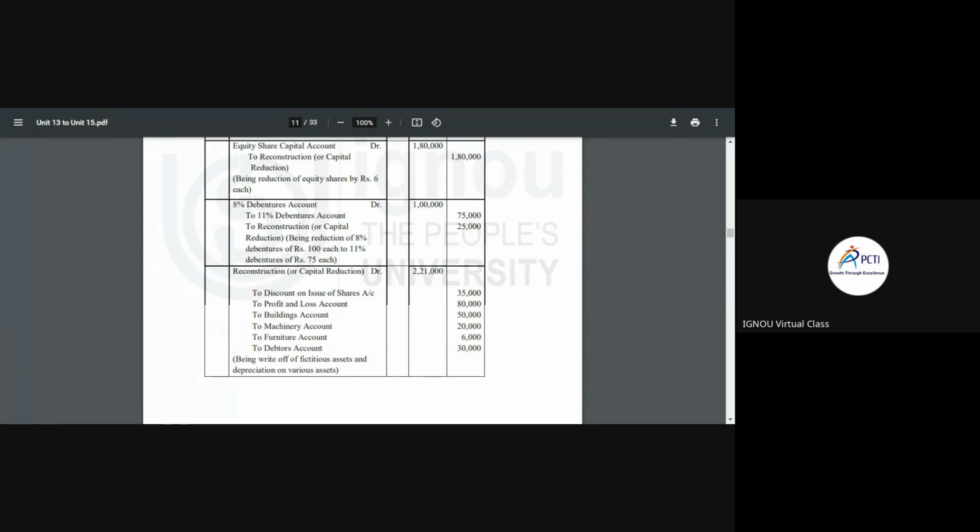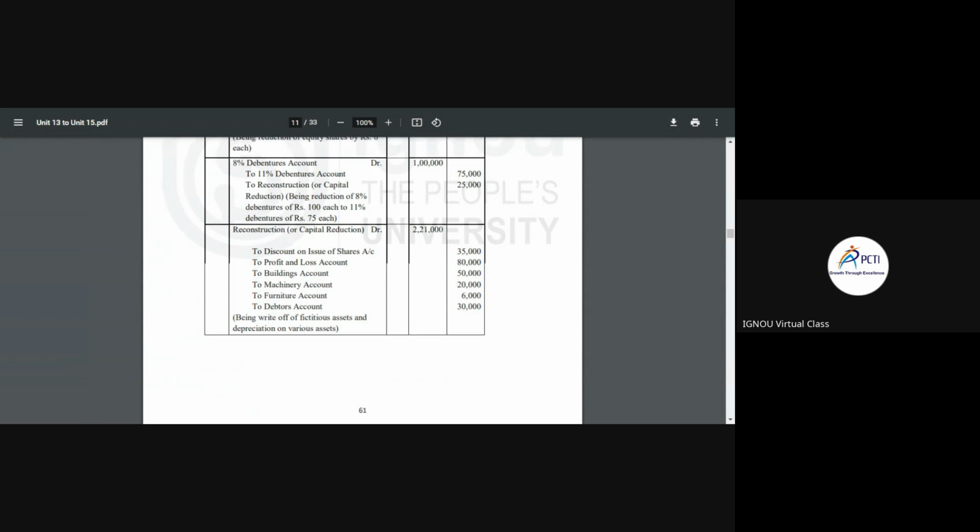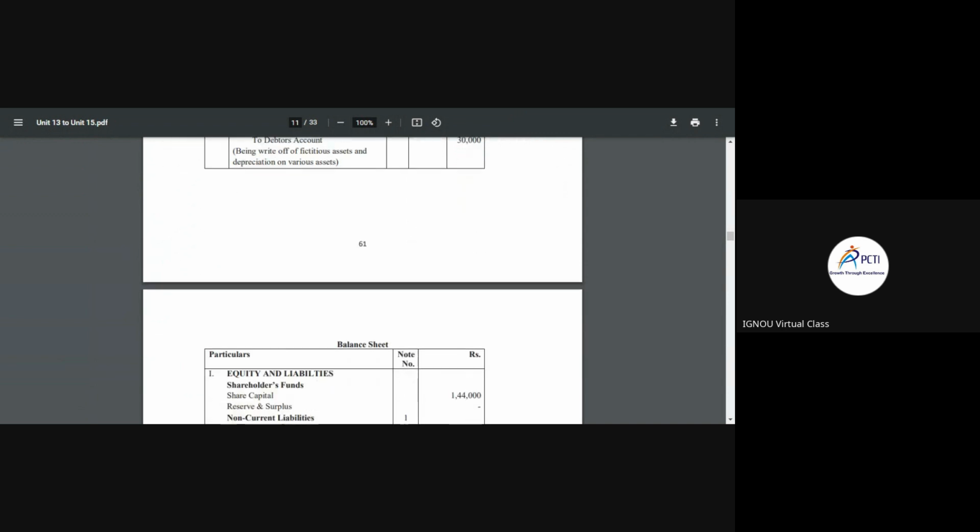debenture holders. Next entry will be passed: reconstruction or capital reduction account debit to discount on issue of shares, to profit and loss account, to building account, to machinery account, to furniture account, to debtors account, being write off of fictitious asset and depreciation on various assets.